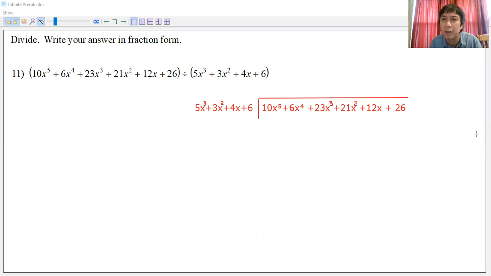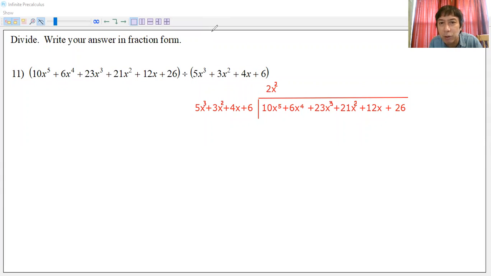So start the division now. 10x to the 5th by 5x cubed. So that's 10 over 5, that's a 2. So this is 2x to the, that's 5 minus 3, that's x squared. So this will be squared. This is number 2 here. All right. Now we're doing a multiplication.